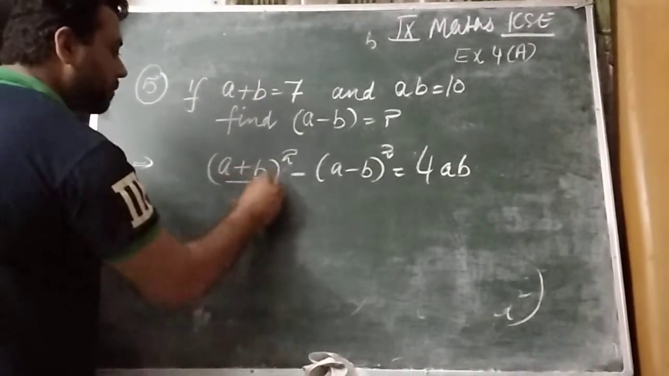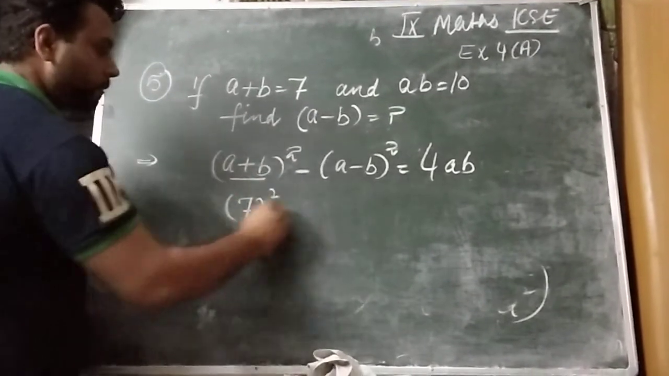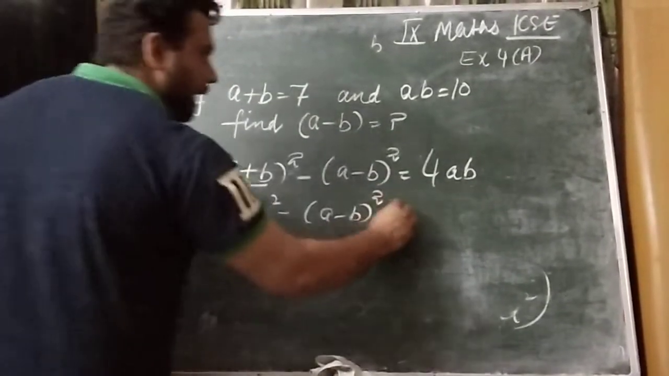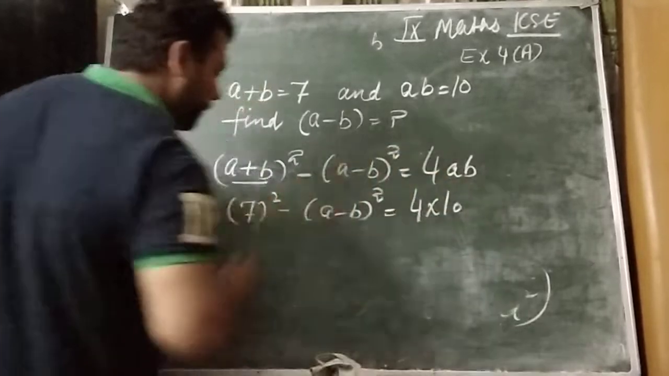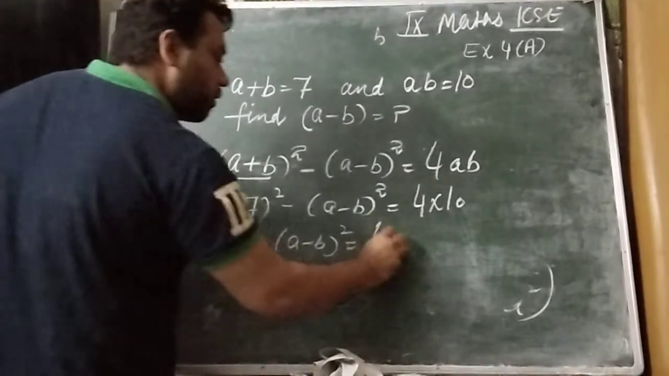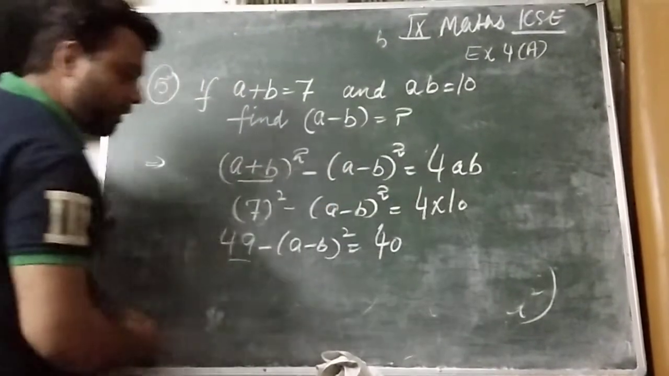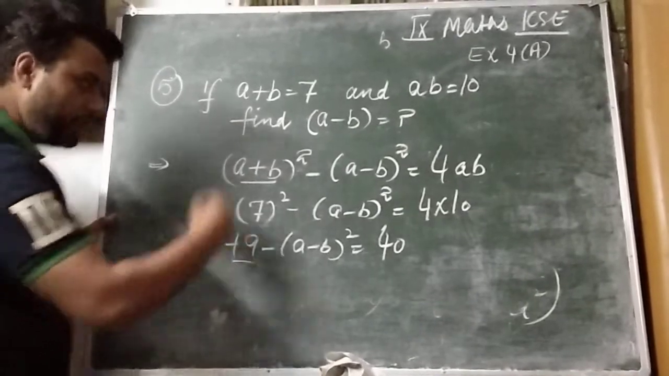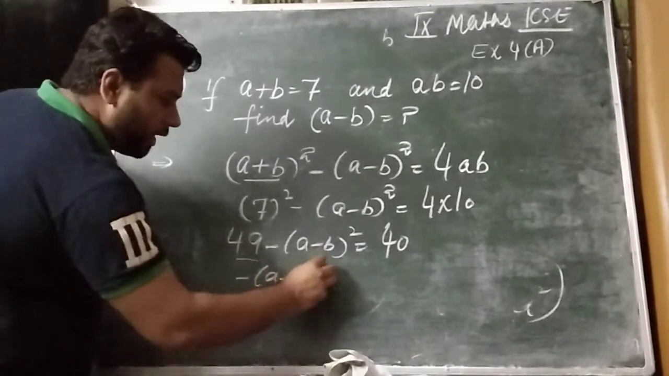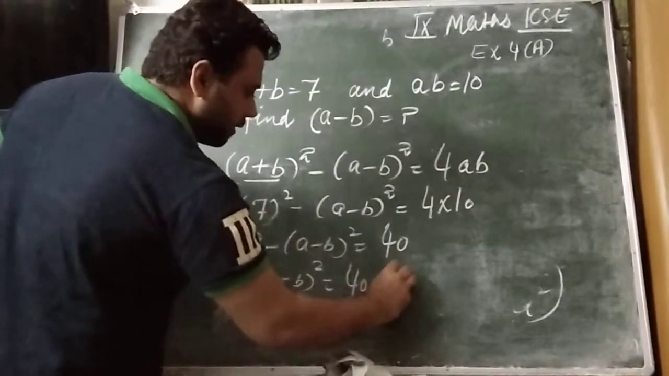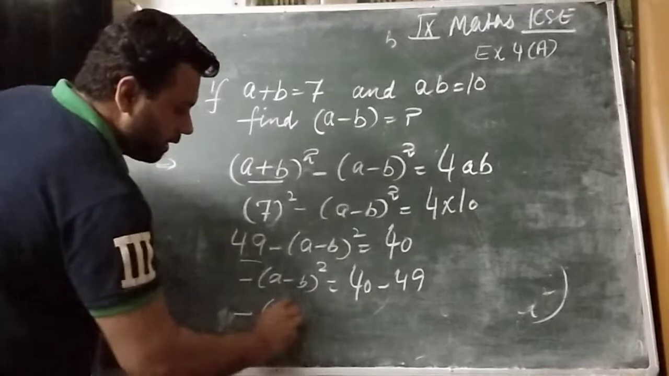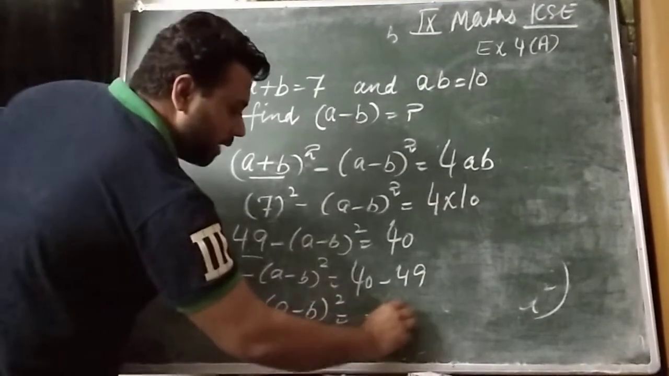What is the value of a plus b? 7, it means 7 square. A minus b we have to find, so we write it as it is. And what is the value of ab? ab is 10. So this is 49 minus (a minus b) whole square equals 40. This 49 we take to the other side. One thing you have to keep in mind: when 49 goes to the other side, the minus stays with it, because there is a minus in front of (a minus b). So 40 minus 49, minus (a minus b) whole square equals minus 9.